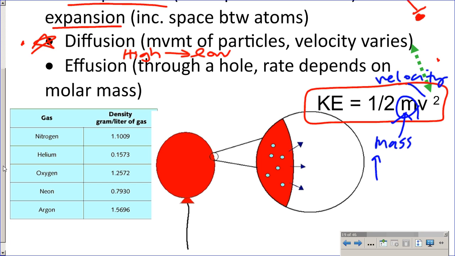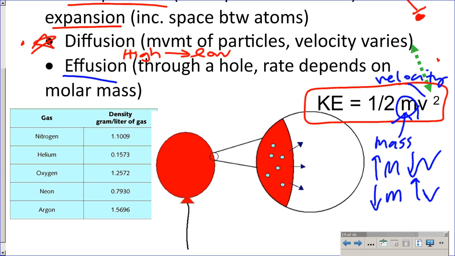So pretty much, increasing the mass does what to the speed? Slows it down. And decreasing the mass does what to the speed? Speeds it up. Okay? They're inversely related. That's what we need to know about diffusion. So fat molecules move slow, little molecules move fast.